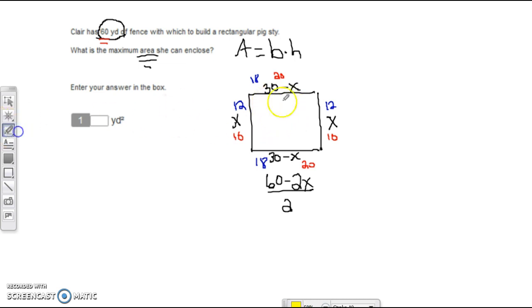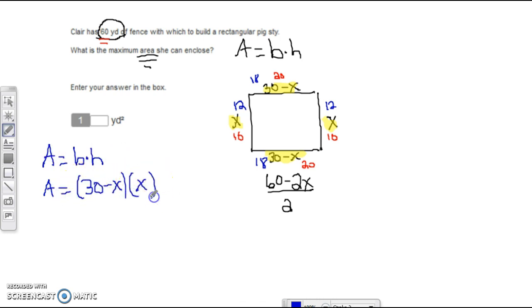Once we have those expressions, the x and the 30 minus x, I think the easiest thing to do is to go to a calculator and type it in the table function. So let me show you what I mean by that. First, I'm going to write out my equation. The area equals the base times the height. In this case, my base is 30 minus x, and my height is x. So I'm going to go to my calculator and type that in.